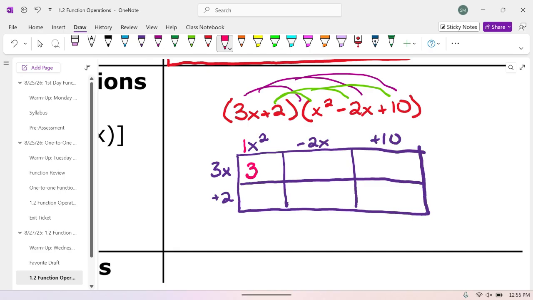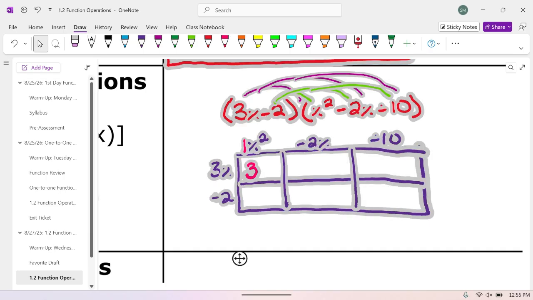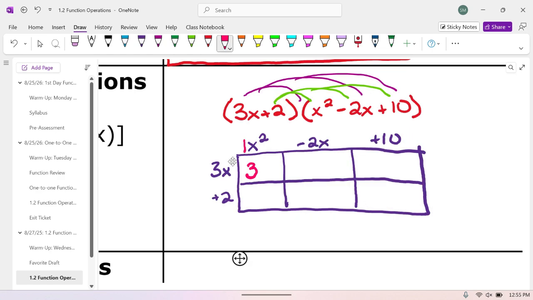Remember, when it comes to x squared and x, when you're multiplying exponents together, all you're doing is adding them. So x has an unspoken exponent of 1. 1 plus 2 is 3. All right. So this would be x cubed. So you multiply the big numbers together, add the little numbers.